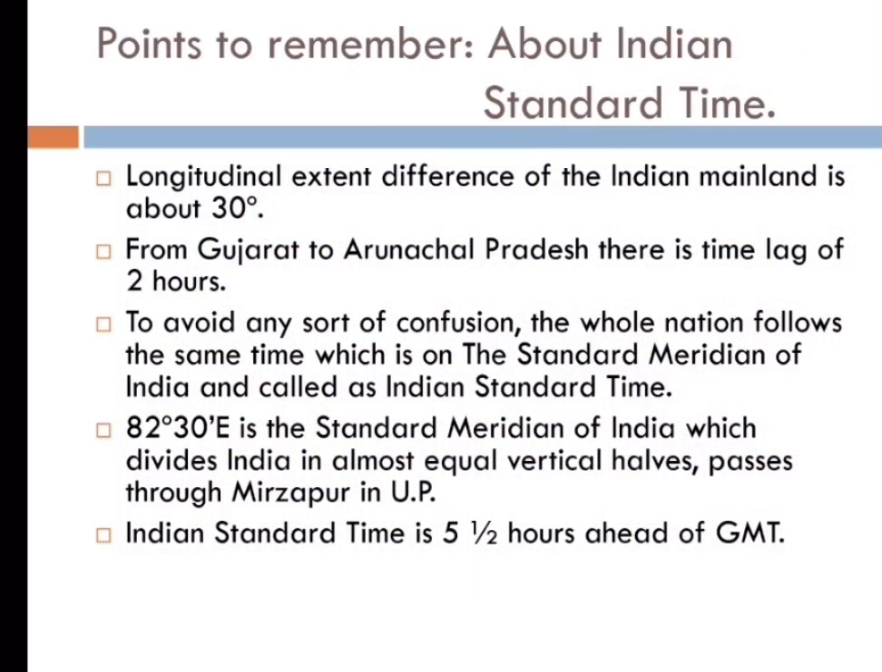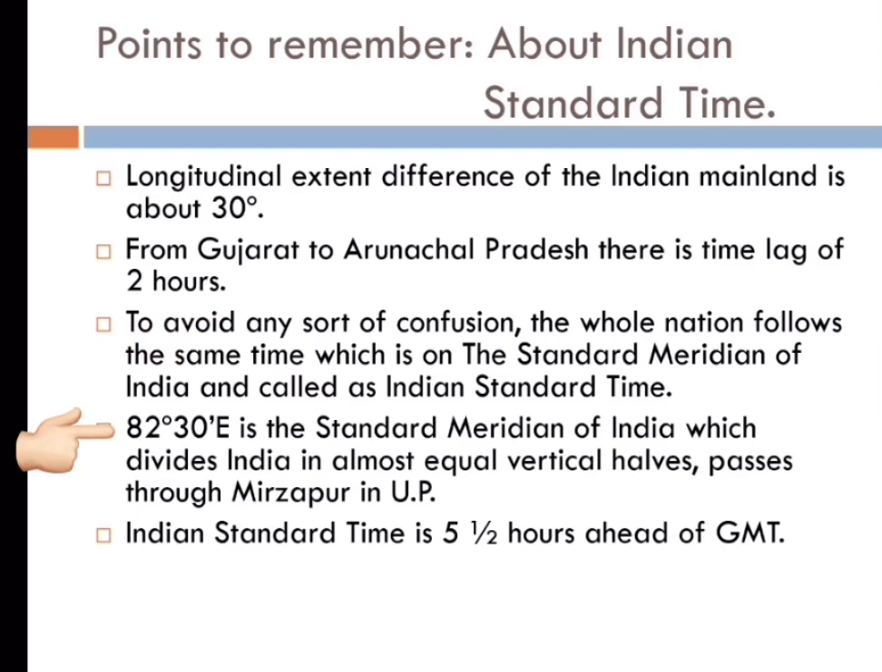From Gujarat to Arunachal Pradesh, we have a 2 hours difference. But do we follow that? To avoid any sort of confusion, the whole nation follows the same time, which is the time calculated at the standard meridian of India, that is 82 degree 30 minutes east. This time calculated at the standard meridian is known as the Indian Standard Time.